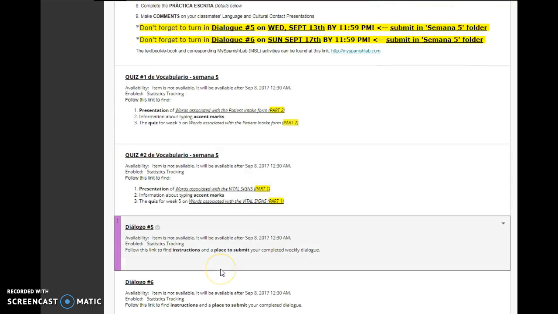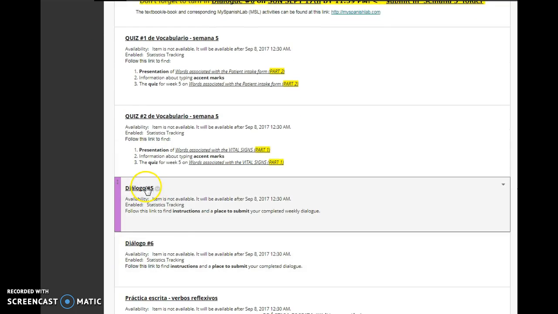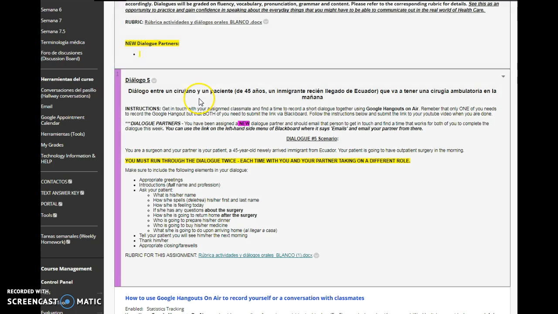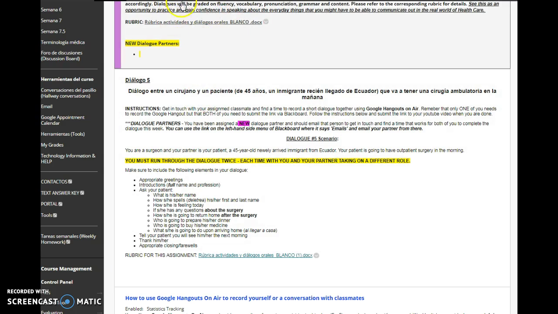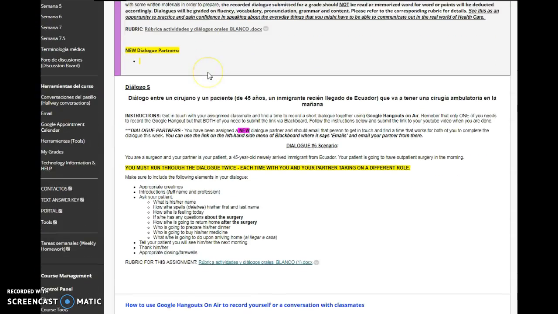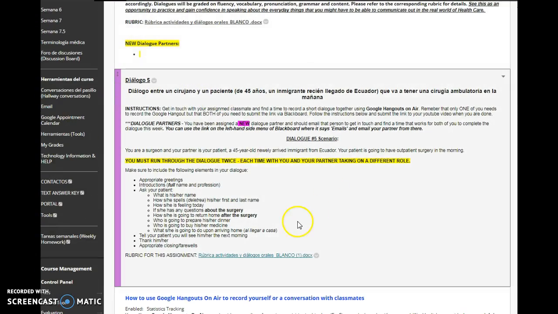And the next 2 things are the 2 dialogues. Okay? So if I go to Diálogo 5, as always, up above, I will have the general information about the dialogue. And then here is the situation. Okay? Un diálogo entre un cirujano y un paciente de 45 años, un inmigrante recién llegado de Ecuador, que va a tener una cirugía ambulatoria en la mañana.